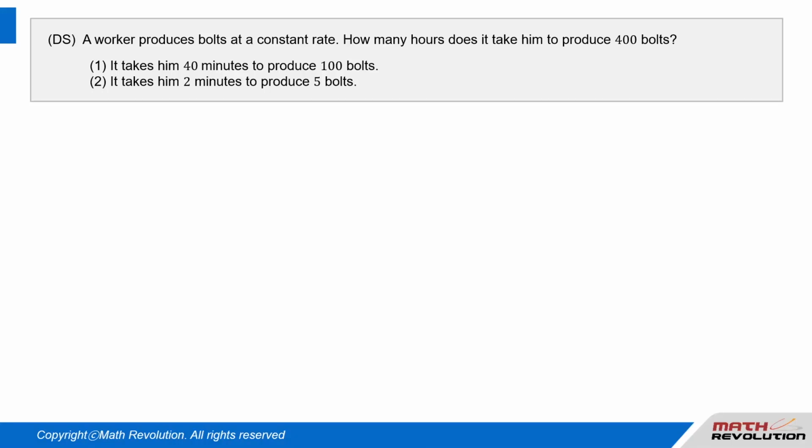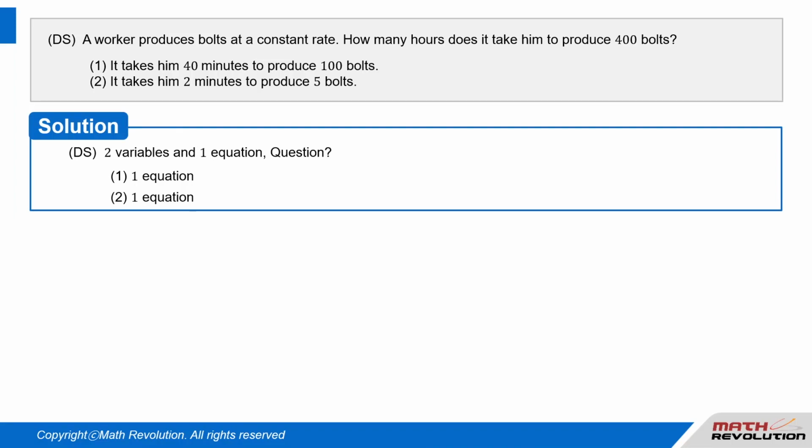Question. DS. A worker produces bolts at a constant rate. How many hours does it take him to produce 400 bolts? Condition 1. It takes him 40 minutes to produce 100 bolts. Condition 2. It takes him 2 minutes to produce 5 bolts.